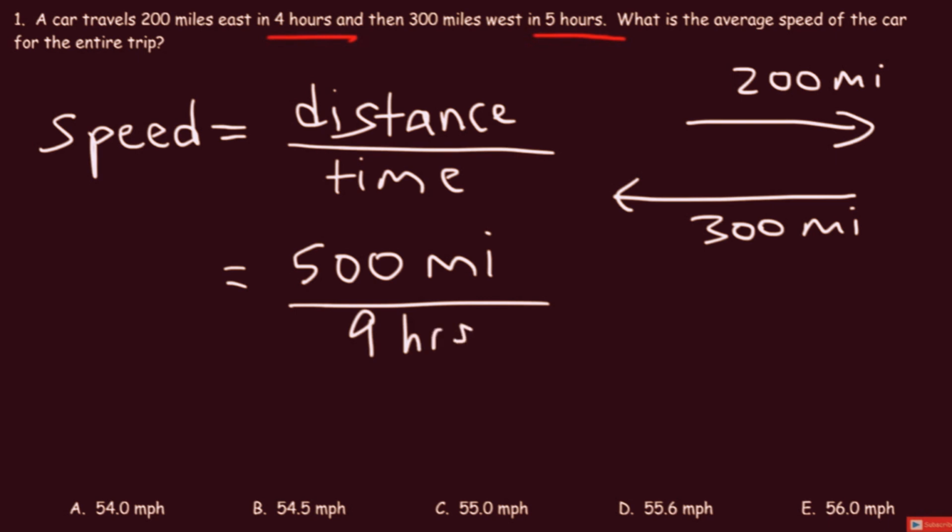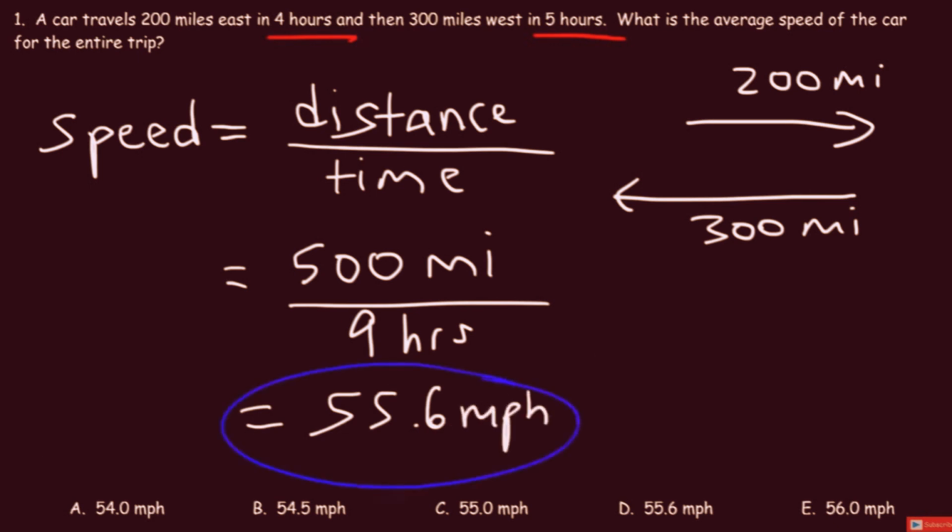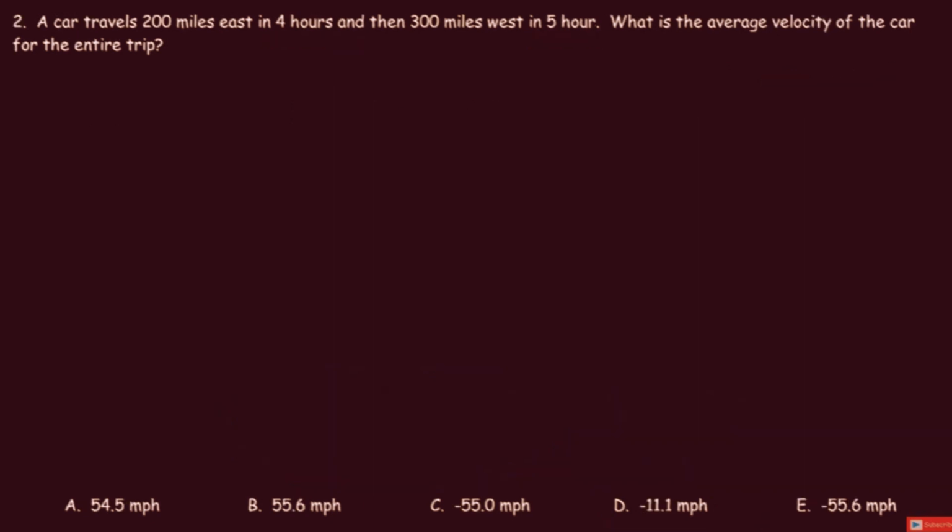That's 9 hours. So all we've got to do is take 500 and divide by 9. So the average speed is 55.6, or 55.5 repeating, miles per hour. So the answer is answer choice D, number 2.